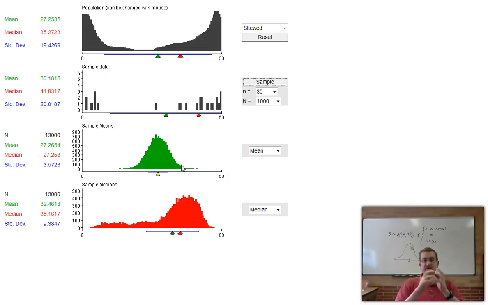Here's what we can say. If you start with a normal distribution, the mean is going to be normal. If you don't start with a normal distribution, but your sample size is really large, then your sampling distribution is still going to look normal.